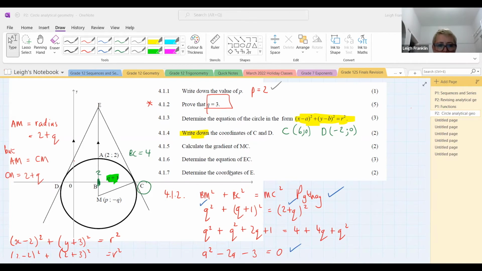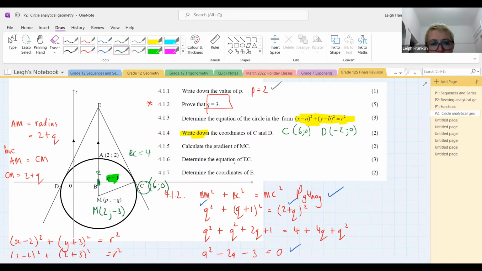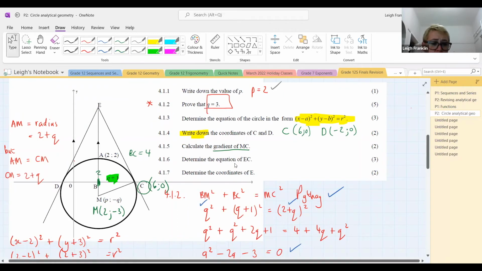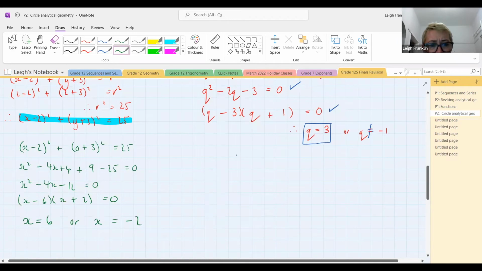All right, so the gradient of MC. We know at M the coordinates are 2 and negative 3. At C we know the coordinates are 6 and 0. So calculating the gradient of MC is super easy for us. We're just going to use the gradient formula. So the gradient of MC, sorry, which question is this? 4.1.5, I think.